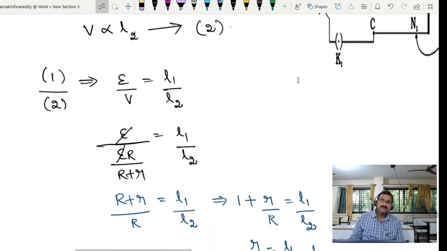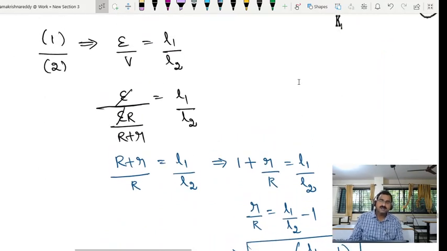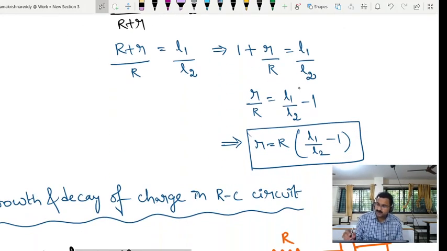So E by V is equal to L1 by L2. But the V formula we already studied: what is the potential difference across the part of the circuit? That is V is equal to ER divided by R plus r. What is the potential difference across the resistor part of the circuit? V is equal to ER divided by R plus r only. By solving that we get another very important formula. This says small r is equal to capital R into (L1 by L2 minus 1).